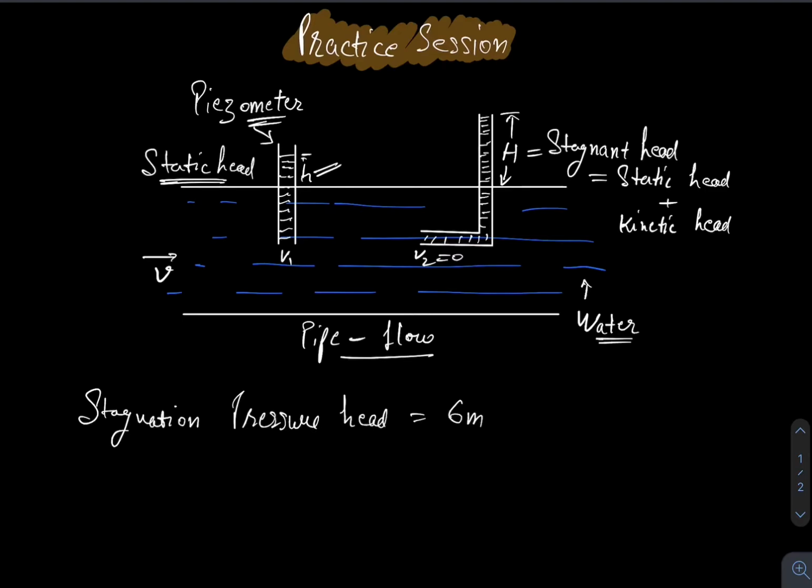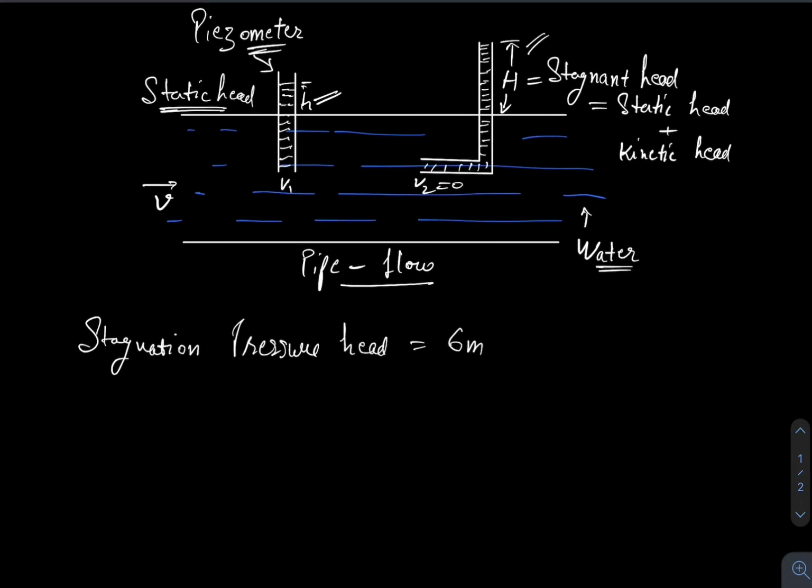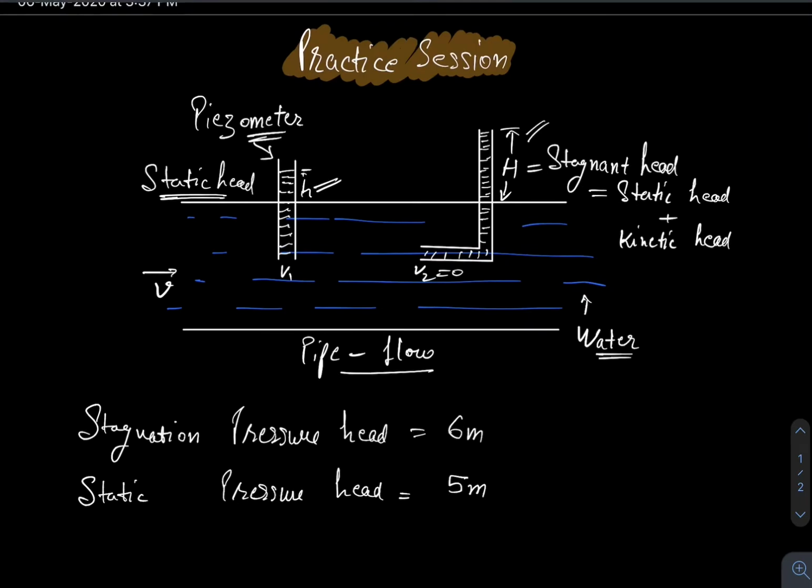Okay, what is stagnant head? Here, this one, right? We have discussed in last class. This capital H is stagnant head or stagnation pressure head. It is given that it is equal to 6 meter, and static pressure head is given as 5 meter. What is static pressure head? This one, small h, right? This is static pressure head. So both the heads are given in the question: stagnation pressure head and static pressure head.